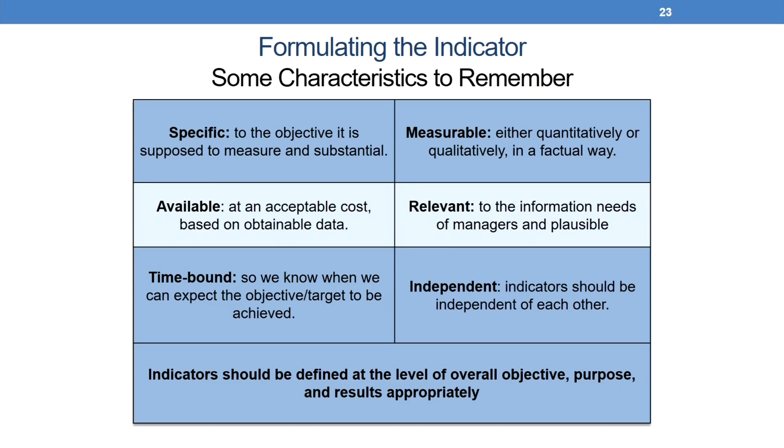What we are trying to measure should be available at an acceptable cost based on obtainable data, and should be time bound, so we know when we can expect the objective or target to be achieved. It should be measurable either quantitatively or qualitatively in a factual way, relevant to the information needs of managers and plausible, and indicators should be independent of each other. These indicators should be defined at the level of overall objective, purpose and results appropriately.